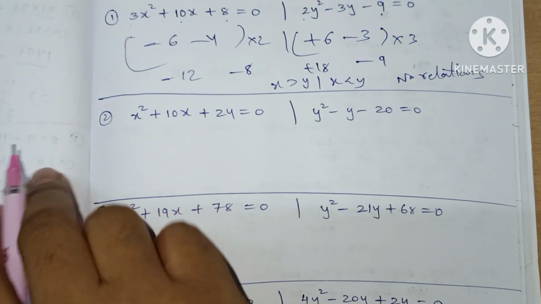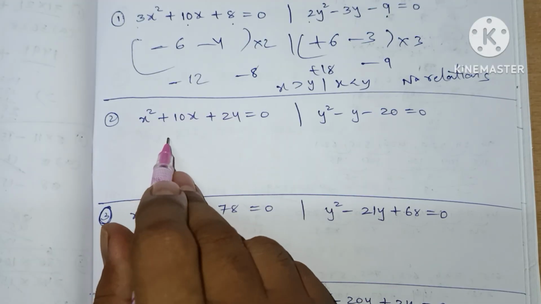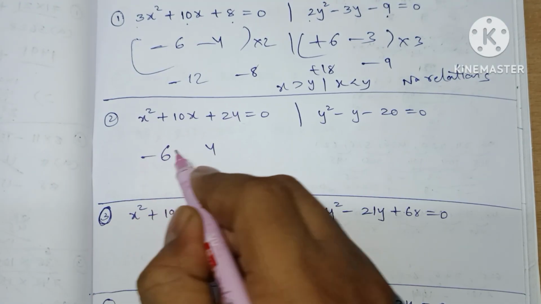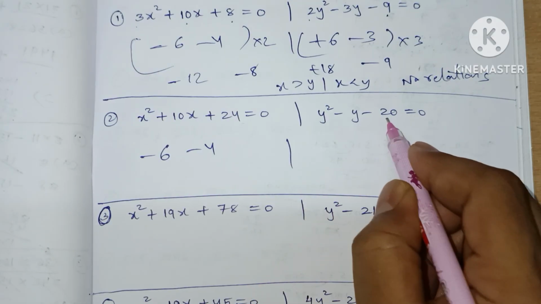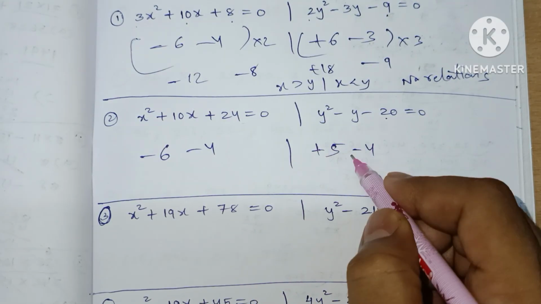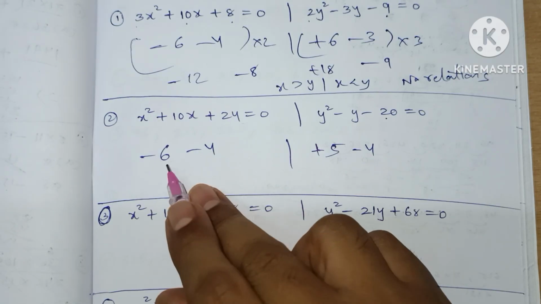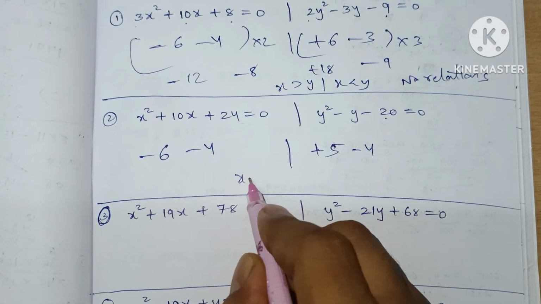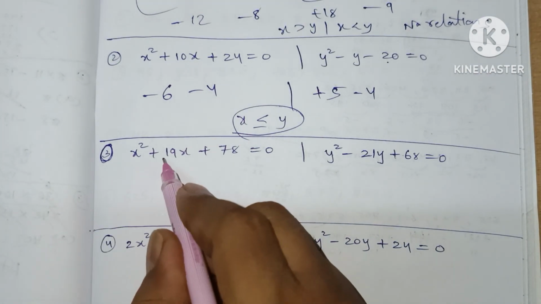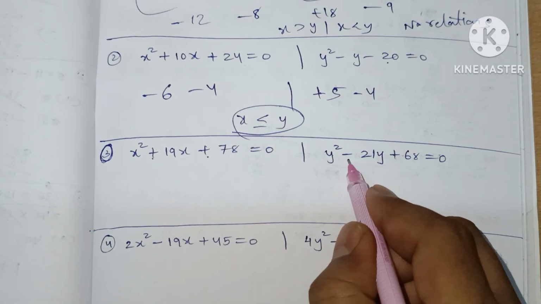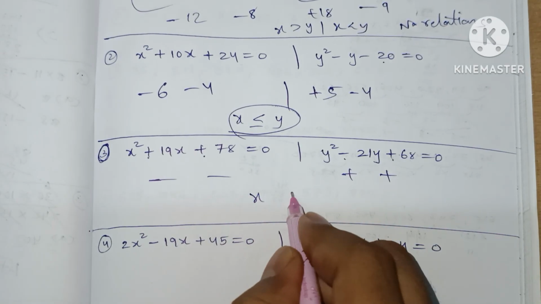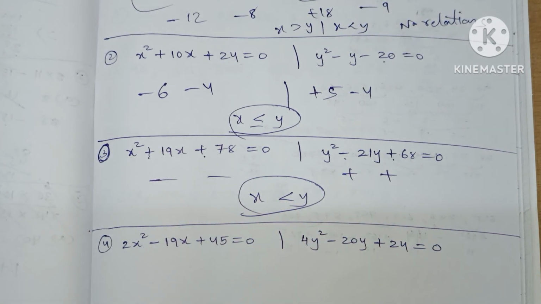Okay, next one. Here 24 means 6 fours is 24 and the roots are in negative. Here 20 means 5 fours, and plus and minus. Okay, by comparing these two, it is clear that x is lesser than or equal to y. Next one, plus and plus and minus plus. Here the roots are in negative, here the roots are in positive. Now by comparing these two, it is clear that x is lesser than y.